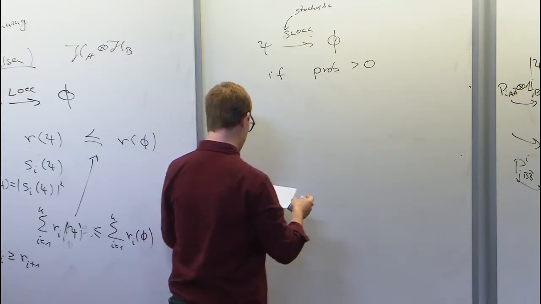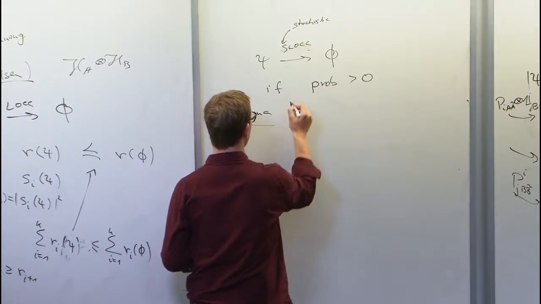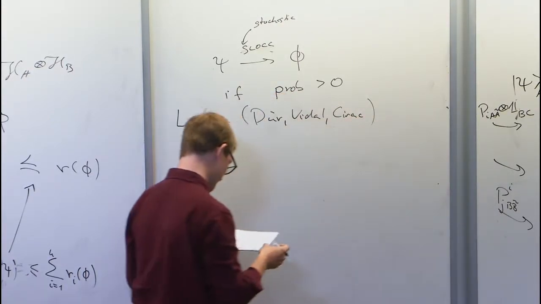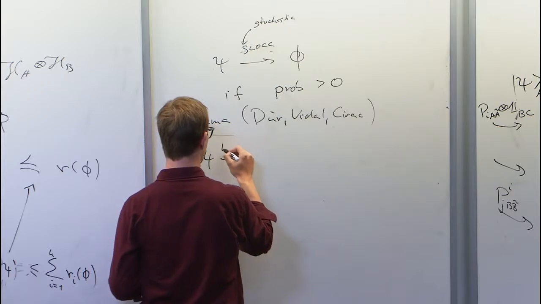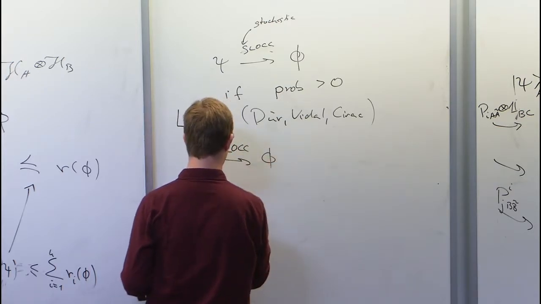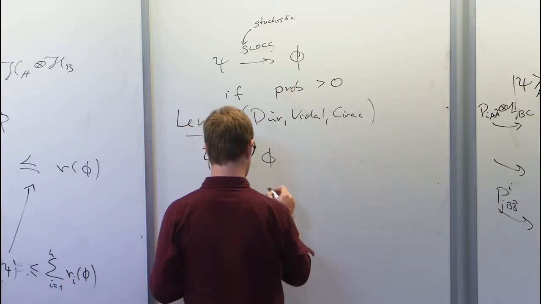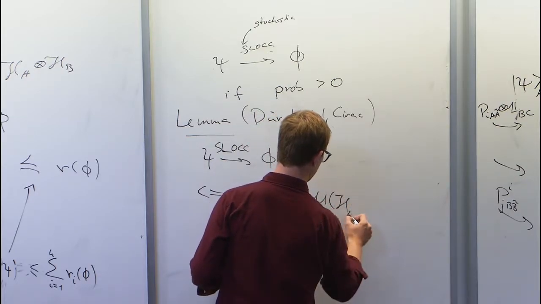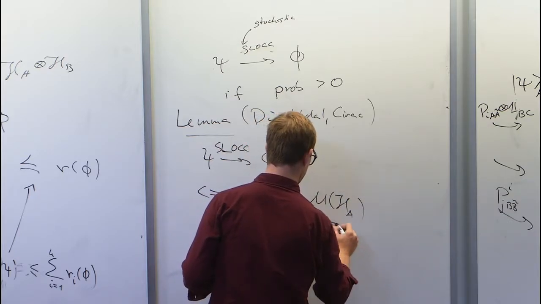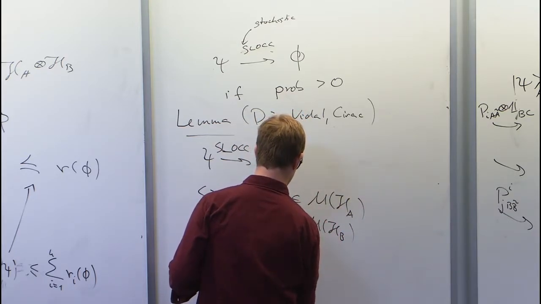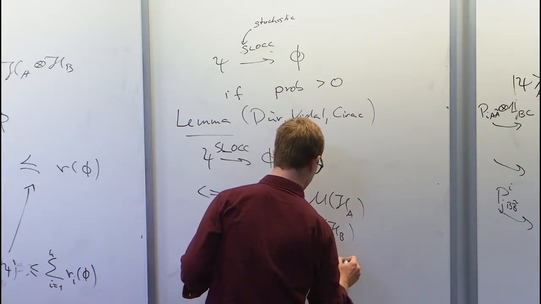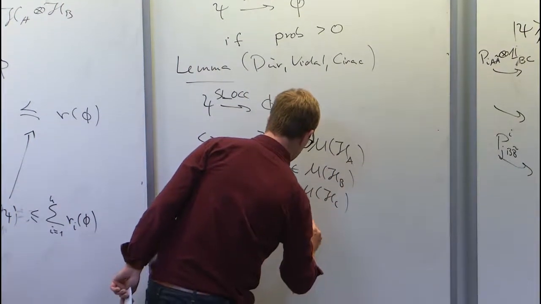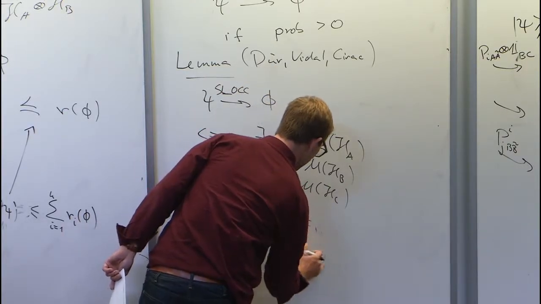That is much easier because of the following very nice lemma, due to Dürr, Vidal, and Cirac. Namely, it says that psi transforms into phi by SLOCC if and only if there exist matrices A on HA, B on HB, and C on HC, such that A tensor B tensor C applied on psi is phi.